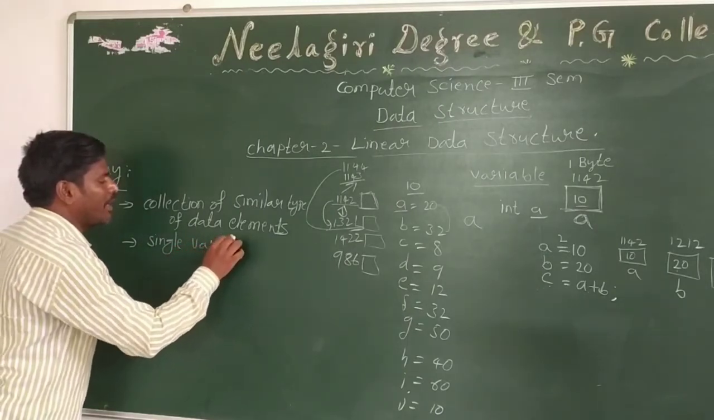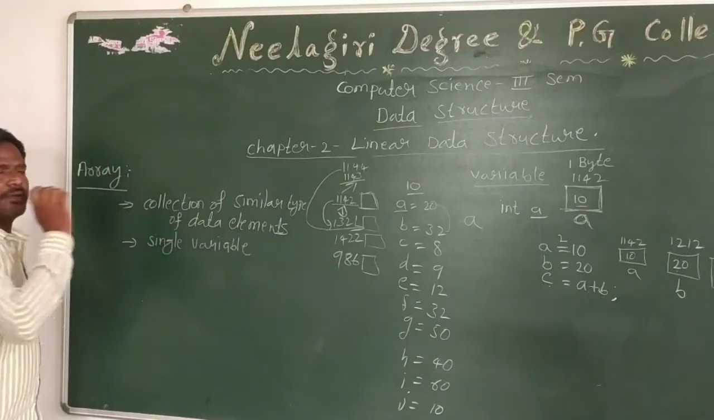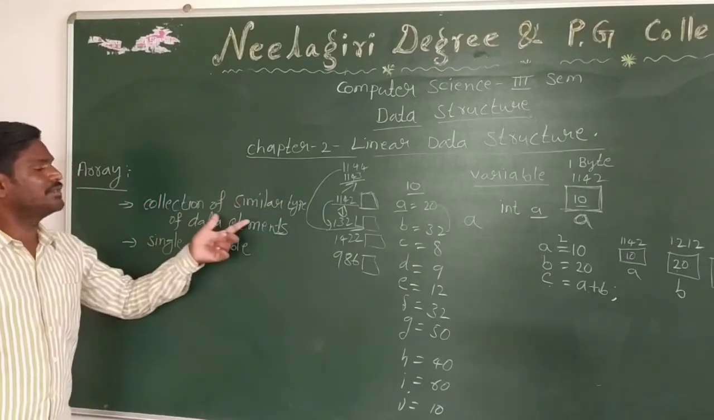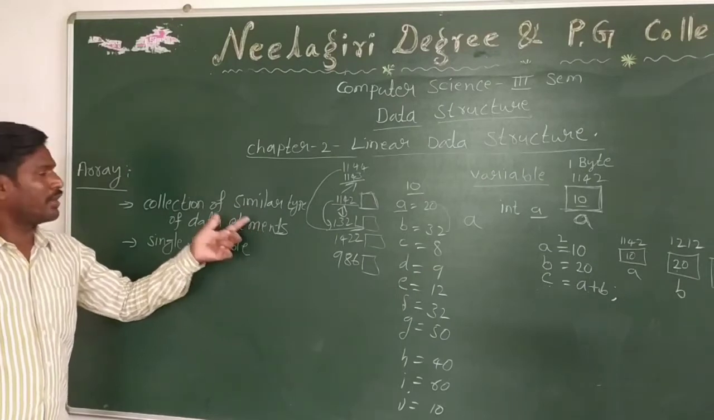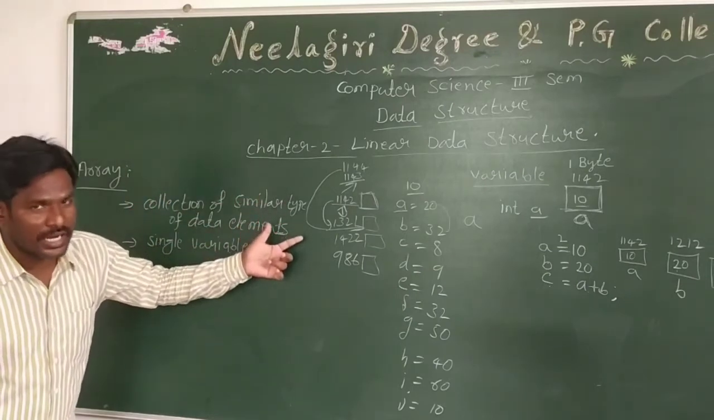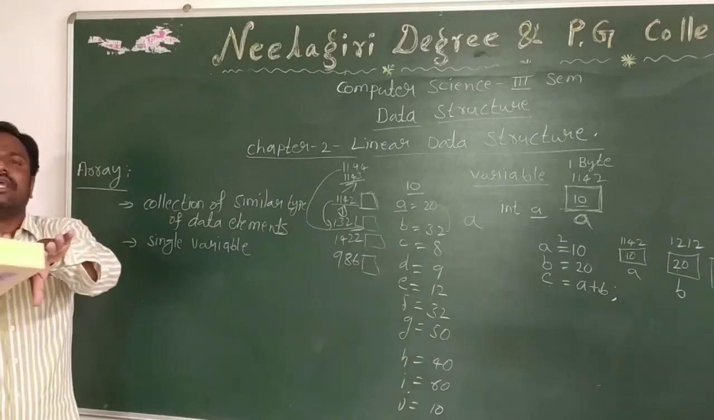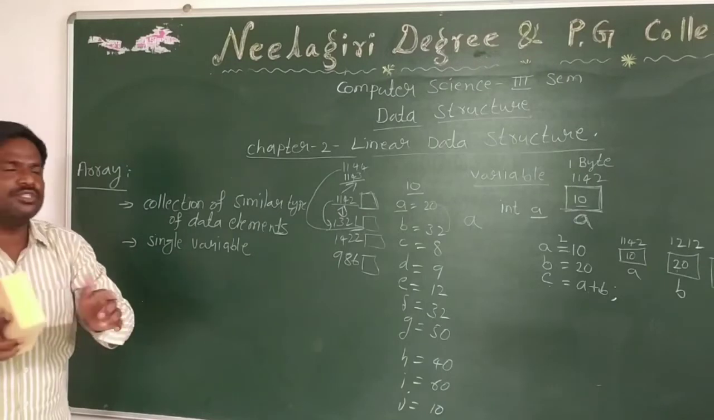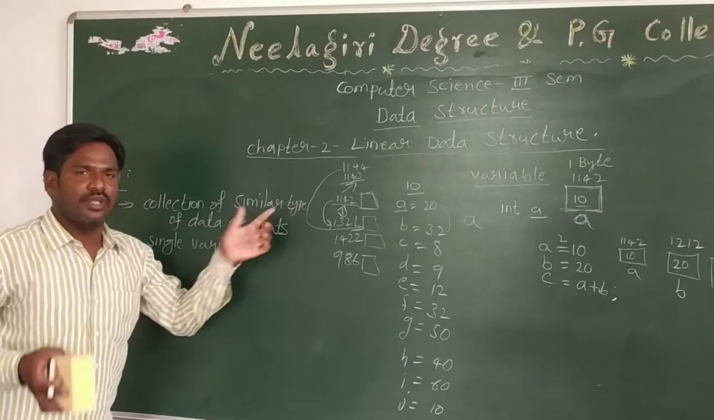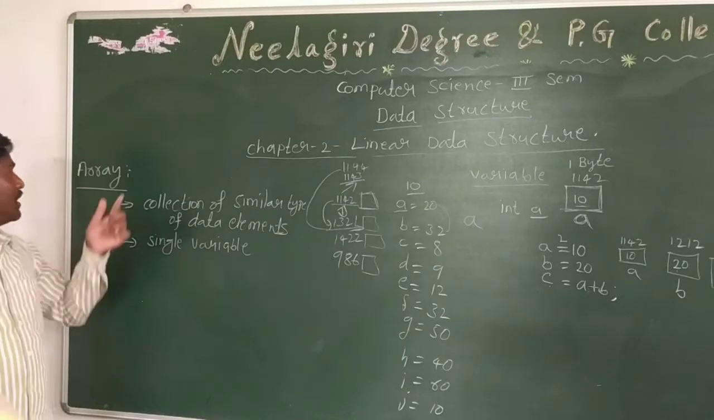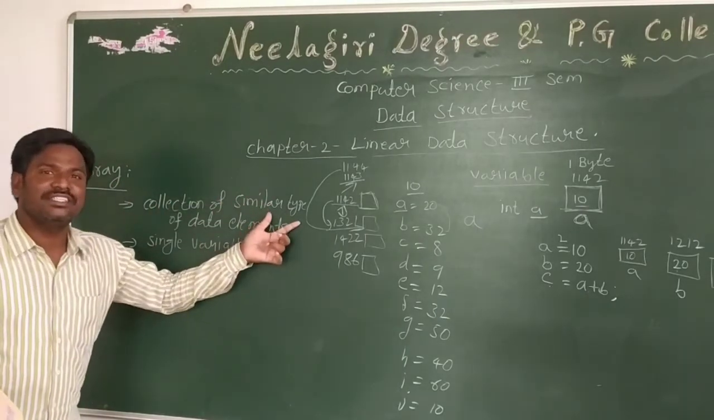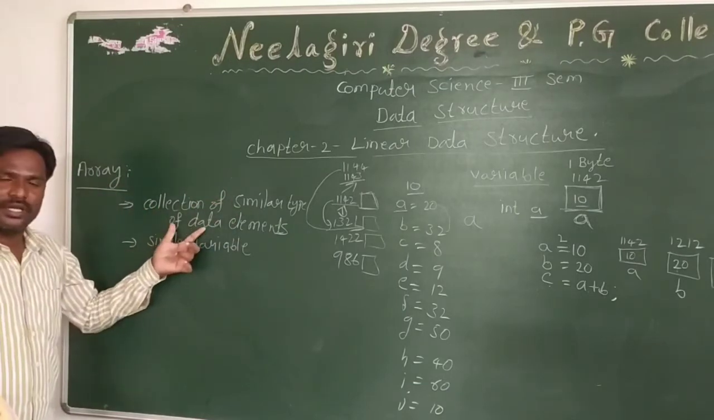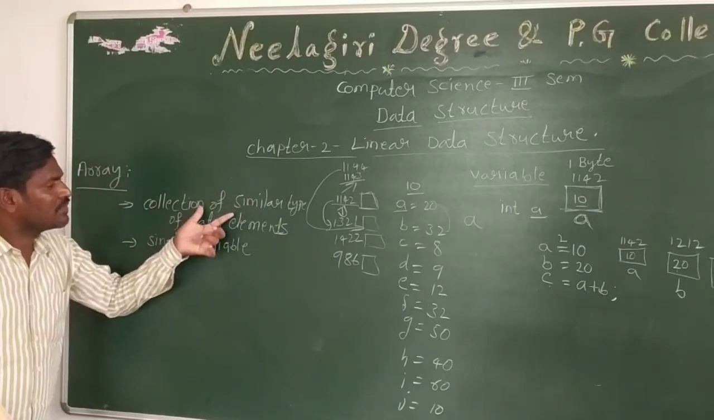That variable is called an array. Simply, an array is a collection of similar type of data elements, or you can say homogeneous data. Homogeneous means same type, and heterogeneous means different. Here, an array is a homogeneous data structure. An array is a collection of similar type of data elements.